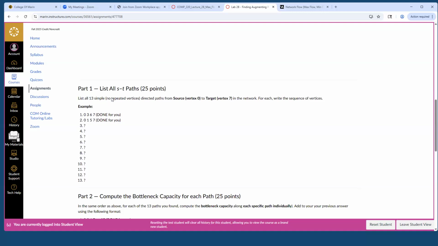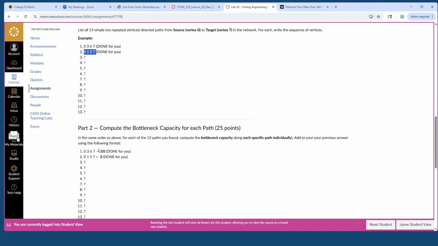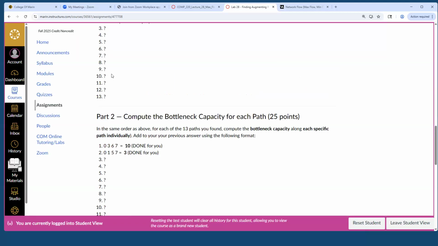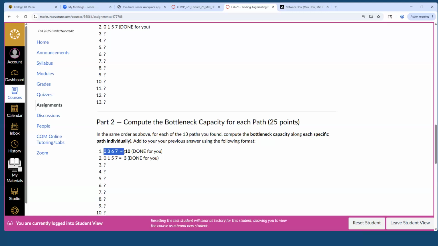So here's what we want to do. List all paths from S to T. I believe there should be 13 of them, but you could prove me wrong. See if you can find all augmenting paths. I gave you the first 2, so you can look at those, and then just add the bottleneck capacity to that. Make this a little bigger for everybody. Once you've got these listed, just list them again down here and add the bottleneck capacity for each one, just like we just did.